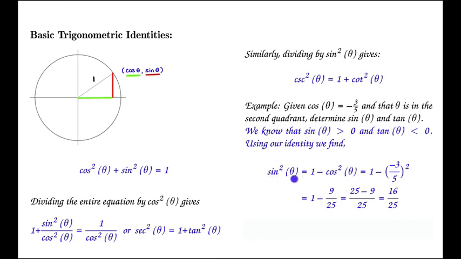Now this is sine squared. So I need to take the square root of this in order to determine my answer. And I'm going to note that the square root will give me two choices, plus 4/5 and minus 4/5. But since we know our quadrant, sine of theta is greater than 0, we pick that sine of theta is equal to 4/5. And now that we know sine and cosine, we can create the ratio: tangent theta is equal to minus 4/3.